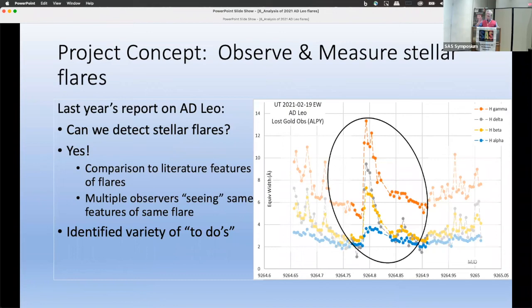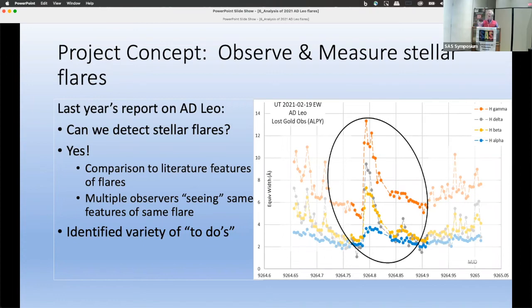Last year, I gave an overview of what we had done on AD Leo in the 2021 observing session. And the question there was, can we see flares at all? And the answer was unambiguously yes. Here's a plot like Woody showed of equivalent width on the vertical axis versus time on the horizontal axis, showing the equivalent width of Balmer line H alpha, beta, gamma, delta. And you can see that characteristic flare in the signal.